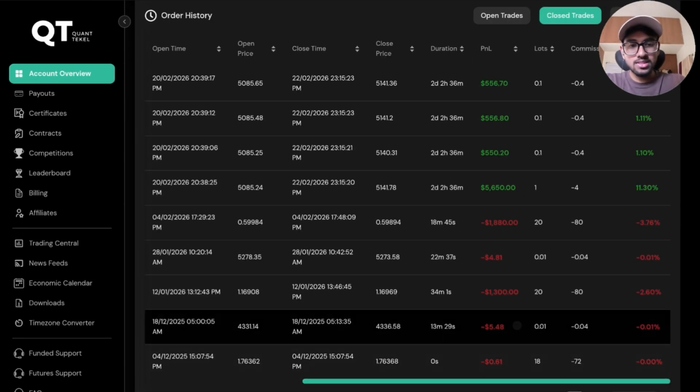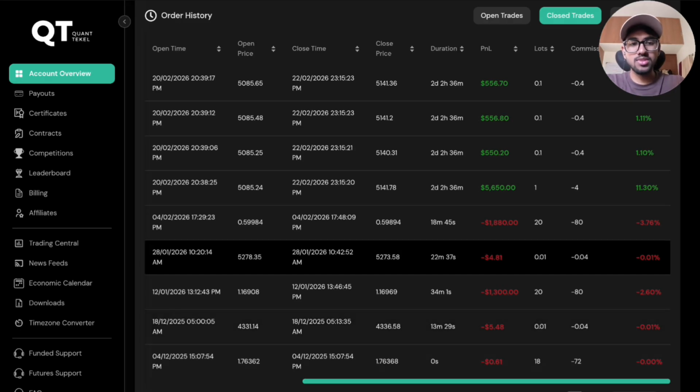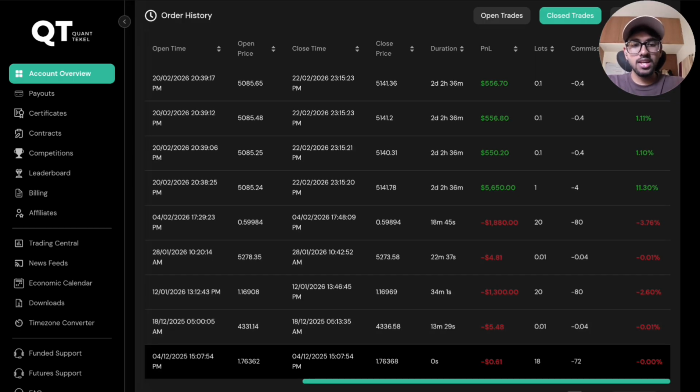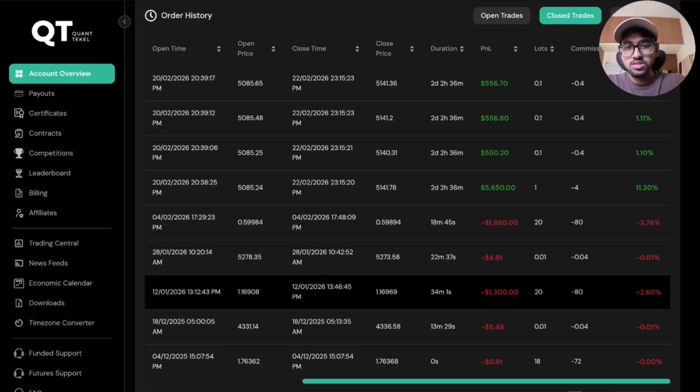So don't mind these 3 trades. These 3 trades right here are just trades I took with minimal lots. You can see 0.01, 0.01, and this trade is 18 lots, but I opened it by mistake. You can see the duration, I closed it immediately.